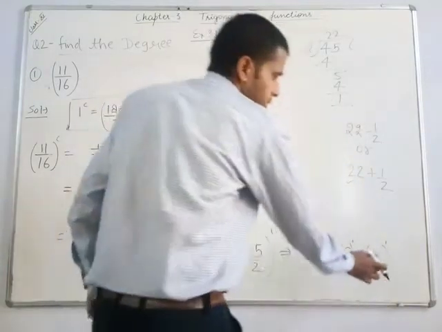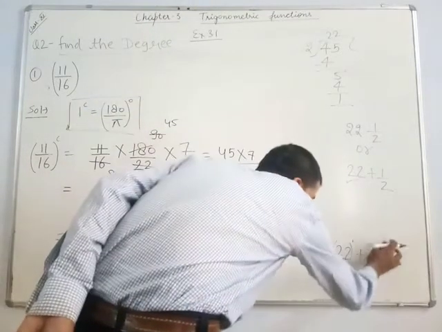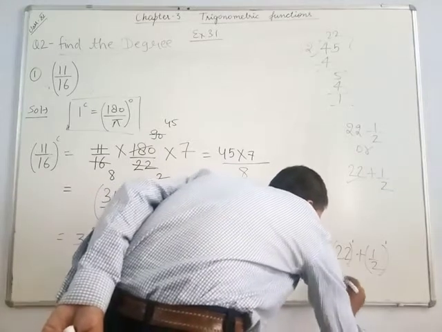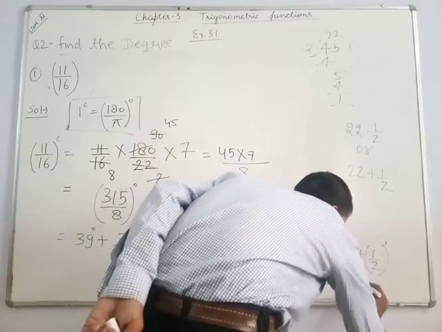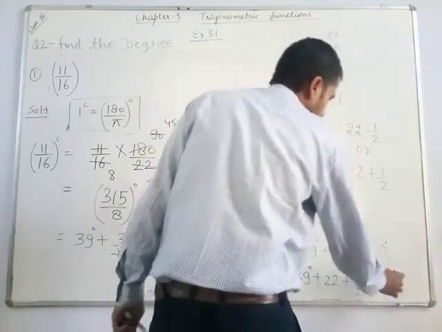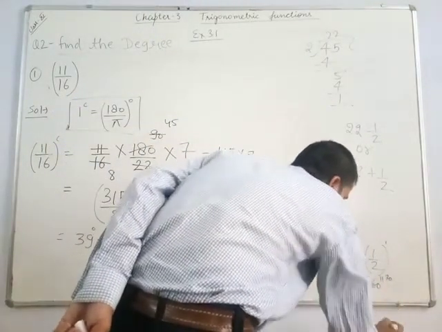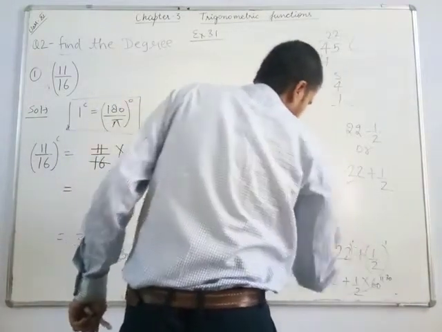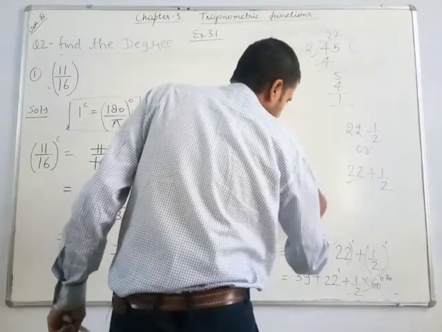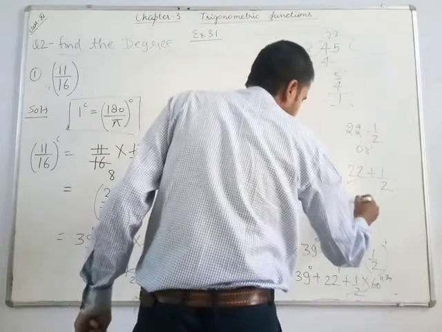Right. So that is numerator upon denominator, you have to remove 1 upon 2. So 39 degree plus 22 minute plus 1 upon 2 multiplied by 60 second. Minute convert into second, multiplied by 60. So 30. So the last answer is 39 degree, 22 minute and 30 second. This is the final answer.